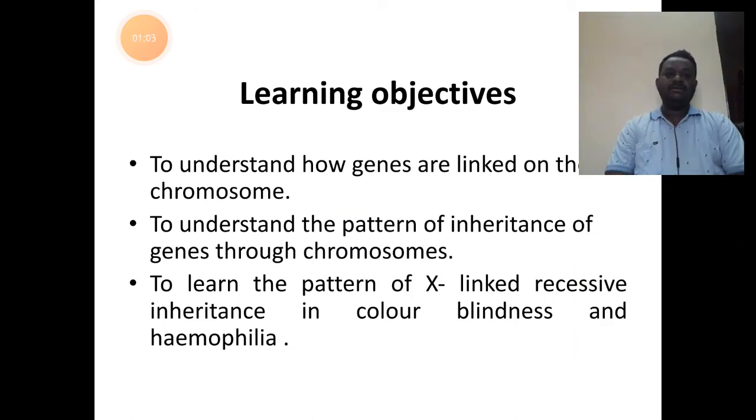So today's learning objectives are to understand how genes are linked on the X chromosome and to understand the pattern of inheritance of genes through these chromosomes, and the pattern of inheritance of X-linked recessive genes in the examples of color blindness and hemophilia in human beings, as well as the eye color in Drosophila.